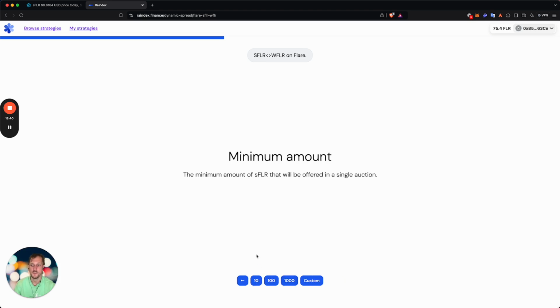And then the next logical question is the minimum. So when the auction gets right down to its lowest point, which is going to be getting exponentially closer and closer to it, never actually hits it, but it just gets closer and closer, what is the smallest amount of flare that it's going to offer? So I said 1,000 before, so let's say 100 for this.